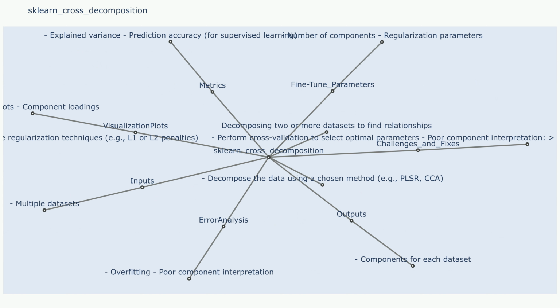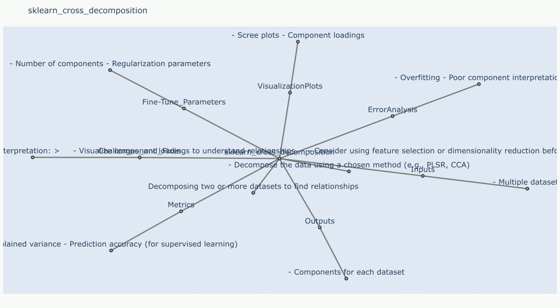Challenge 2, Data scaling. Different scales in the input datasets can affect the extracted components. Sample use case that resulted in challenge 2: one dataset has features in the range of 0 to 1, while the other has features in the range of 100 to 1000.